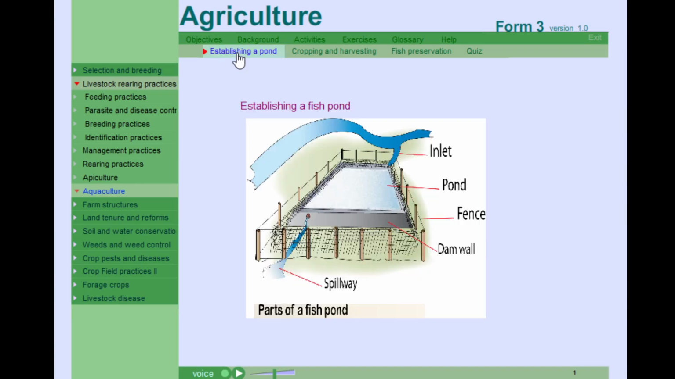Establishing a fish pond. A suitable site should be identified, marked and cleared before digging the pond. Dikes should be constructed all around the pond.